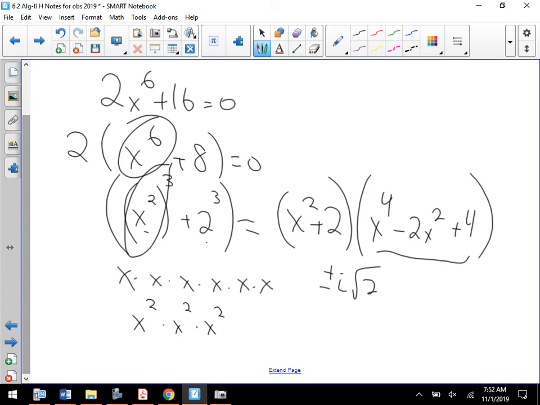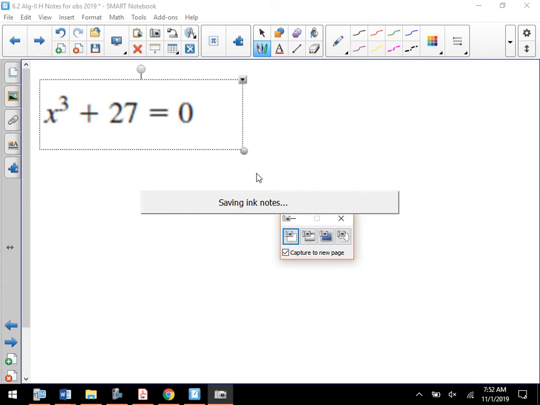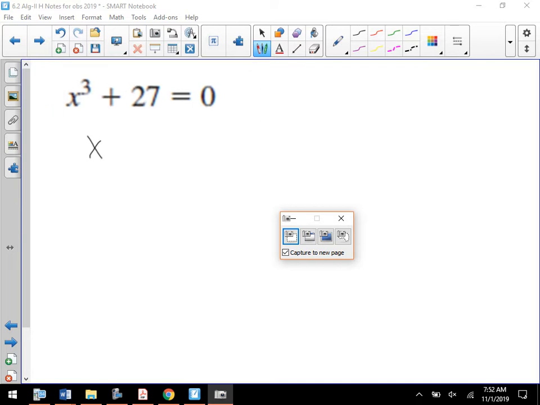Same thing. Yeah, it's a sum. This is a sum of cubes. So, what's the cube root of x cubed? X. What's the cube root of 27? 3. So you just follow the pattern with x's and 3's. So this would be x plus 3, first term squared, minus multiply the two together, last term squared.